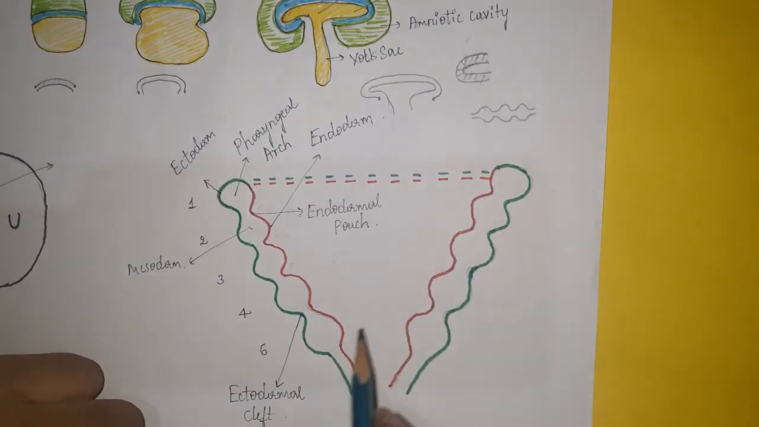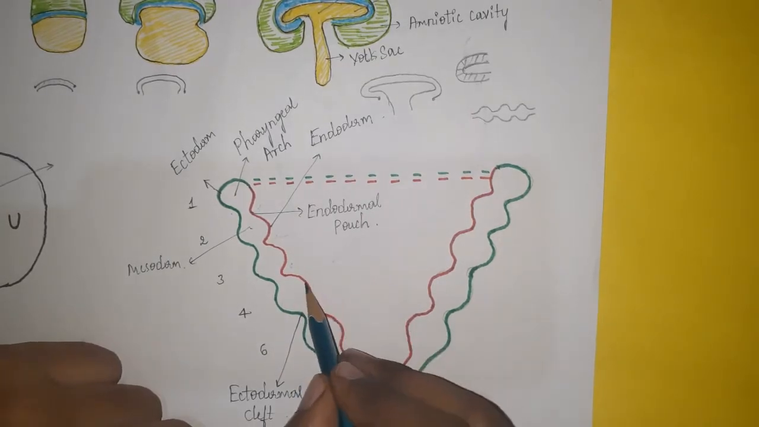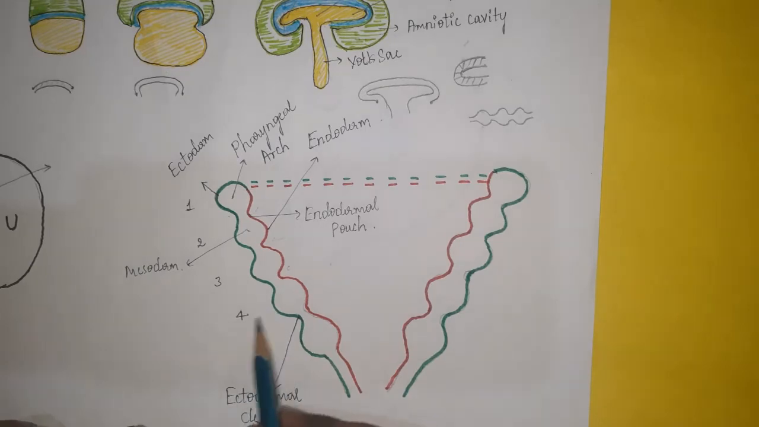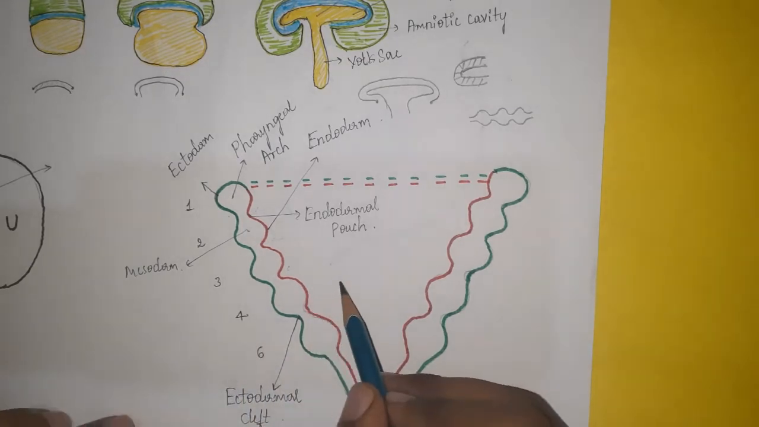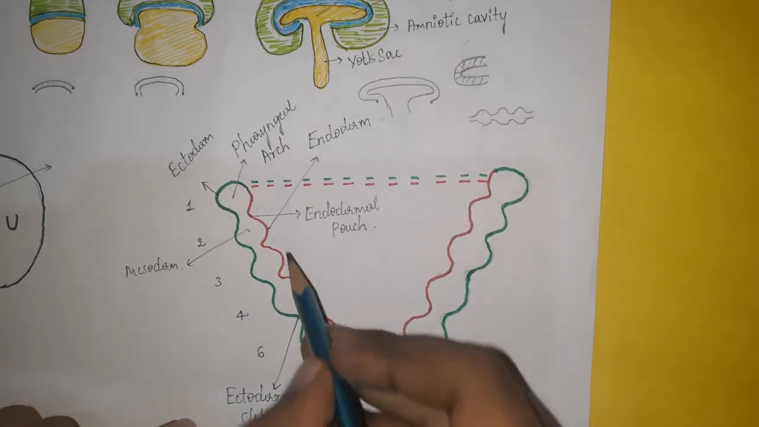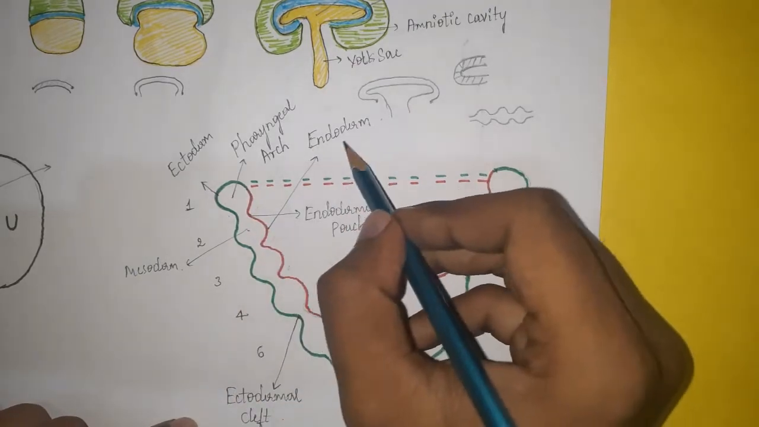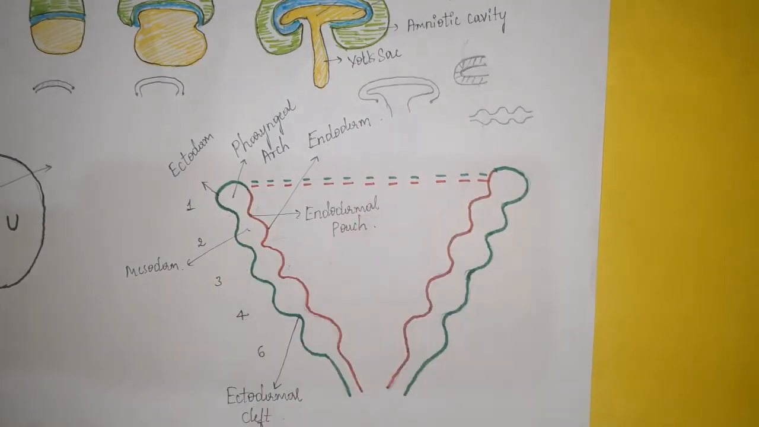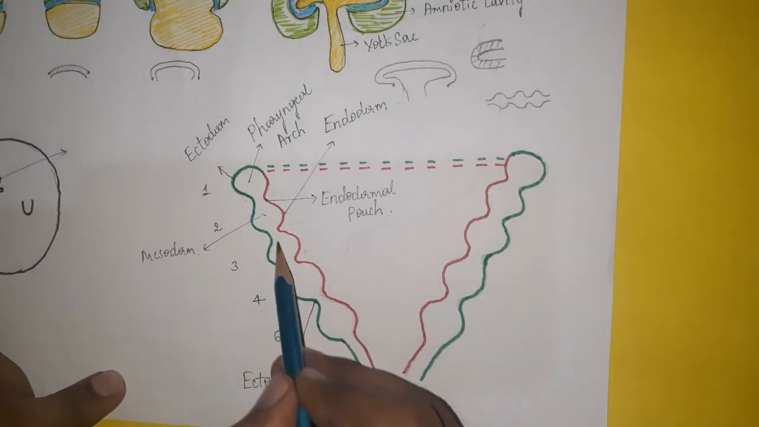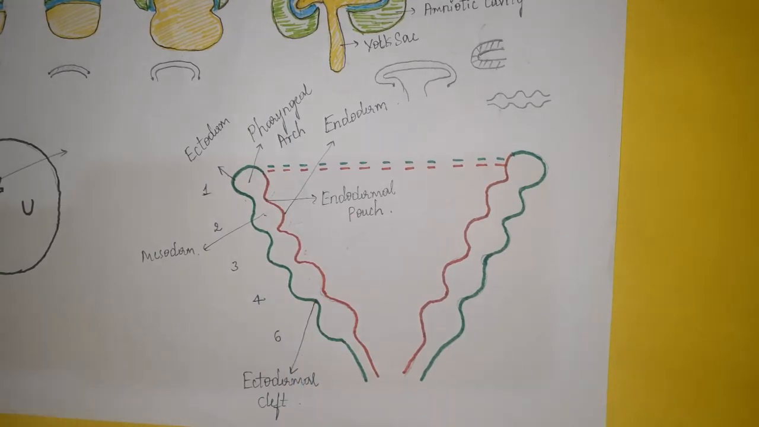Now, in this picture also, the inner layer faces the cavity, right? This layer is facing outward, that means it is facing the amniotic cavity. This is facing the gut, the alimentary canal formed by the yolk sac, and this layer is endoderm. Remember, the inner layer is endoderm. This layer which is facing the amniotic cavity is ectoderm, and the middle portion between endoderm and ectoderm is mesoderm.